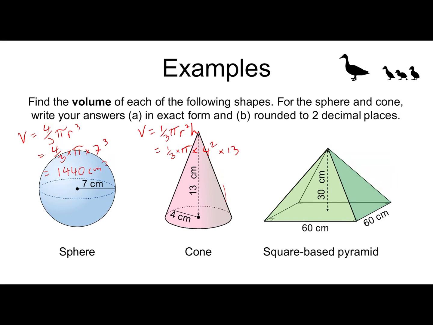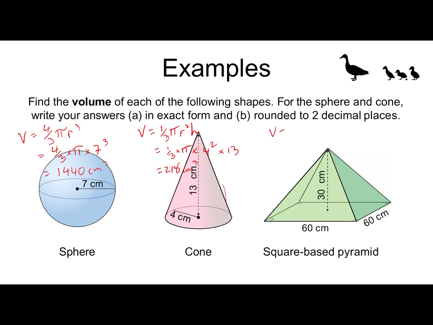So it's 1/3 times pi times 4 squared times 13. We're just going to put that straight into the calculator. Sorry, I'm having calculator issues here. 4 squared times 13, divided by 3, times by pi. To 3 significant figures, that's 218 centimeters cubed.